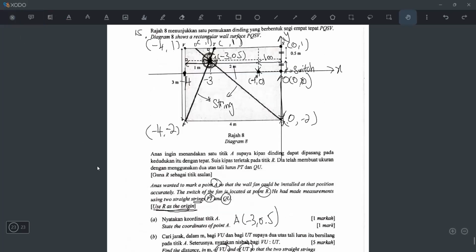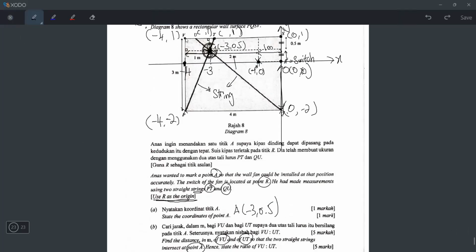So let's see, where is it? Distance of VU, which is here, and then UT, which is here. But in order to find this distance, you need to know the coordinate here first. If you don't know this x coordinate, you cannot find the distance between these two points. So definitely I cannot find the distance directly. I need to know the coordinates of U and T, the full coordinates.